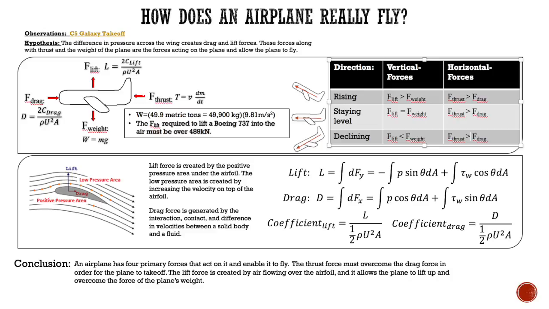After viewing this video and doing some brief research on the forces acting on an airplane, we were able to generate our hypothesis. Our hypothesis states that the difference in pressure across the wing creates drag and lift forces. These forces, along with thrust and the weight of the plane, are the forces acting on the plane, and they allow the plane to fly.